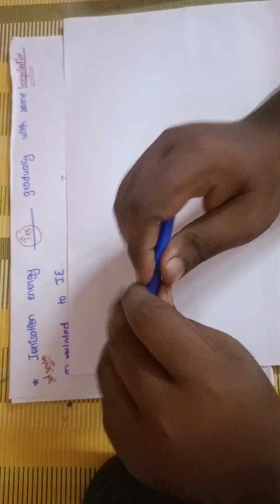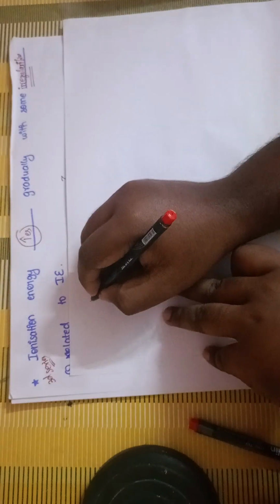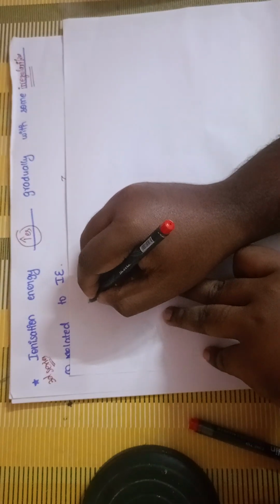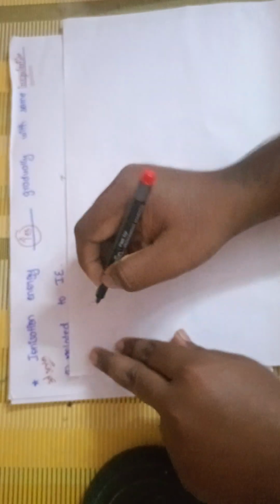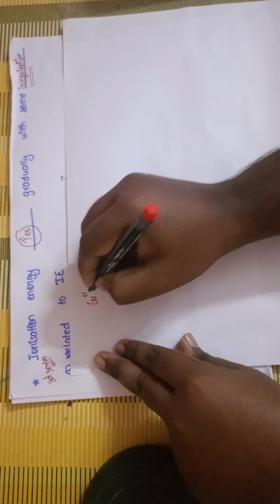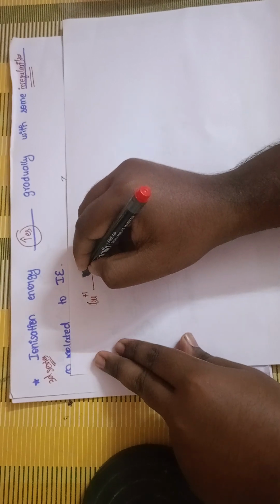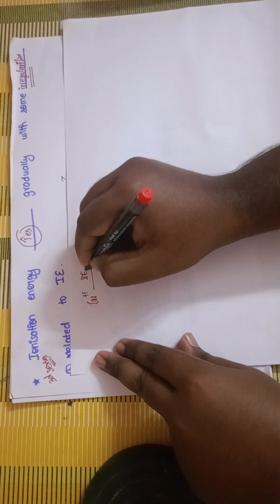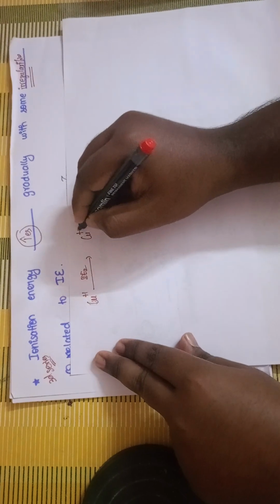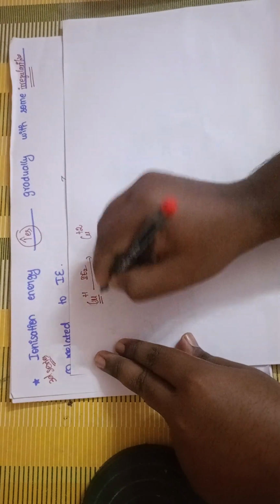If you compare the IE2 of zinc and copper, IE2 means we are going to remove the electron from a monopositive ion. So Cu+, I am going to remove one more electron, so I will get Cu2+. From a monopositive ion we are going to remove an electron.